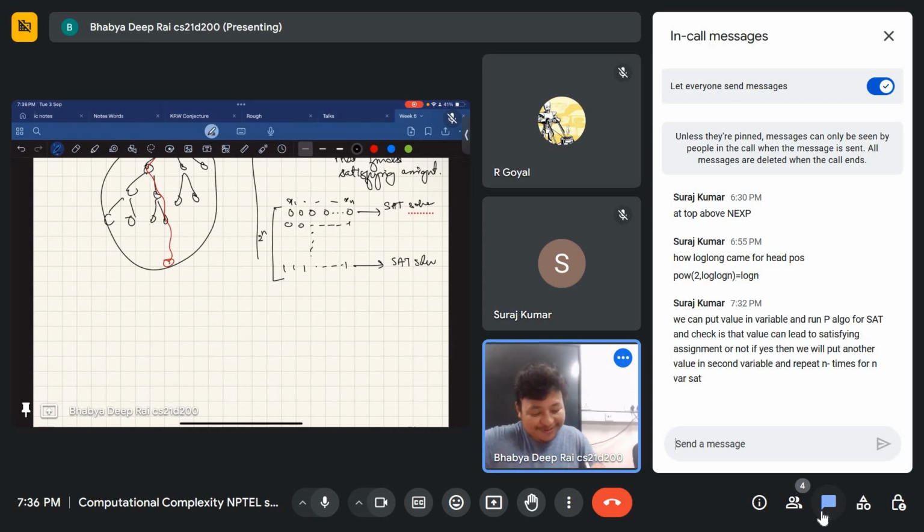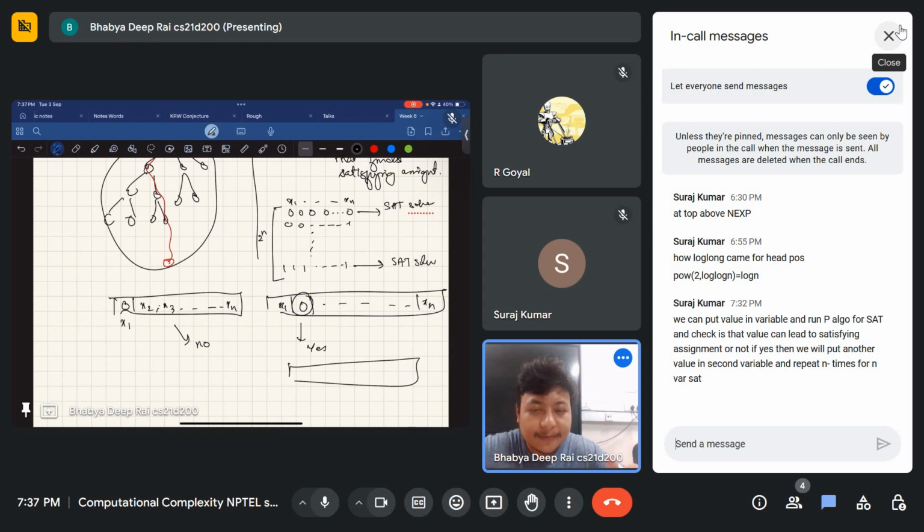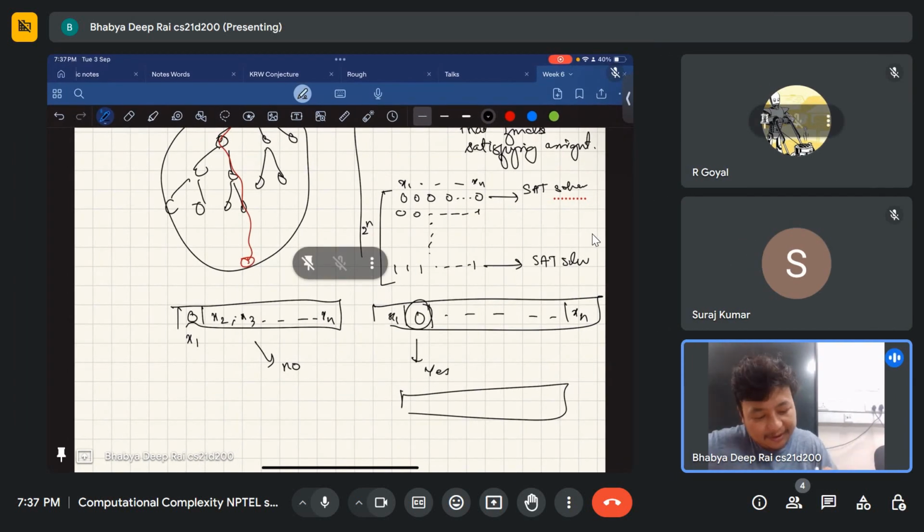Okay, Suraj, your approach is, first I'll do x1 and keep the rest as x2, x3 and so on till xn. Let's say the SAT says no, then I'll put 0 here and so on till xn, and then it will say, let's say yes, then I'll fix this value, then I'll go to x3 and so on. This is what you're saying, right, Suraj? Sir, if it says no, then I will change x1 from 0 to 1 and then again run SAT. Oh, okay. Then that's correct. That's right. Okay, good.